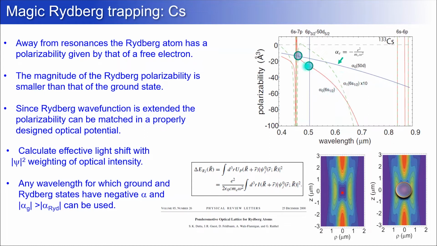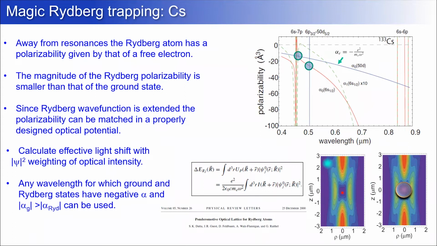And this blue curve is the polarizability of a free electron, and the Rydberg polarizability is essentially given by that free electron. You see they have the same sign, but they don't have the same magnitude. For a broad range, the Rydberg polarizability is smaller in magnitude than the polarizability of the ground state. However, the Rydberg electron is delocalized.